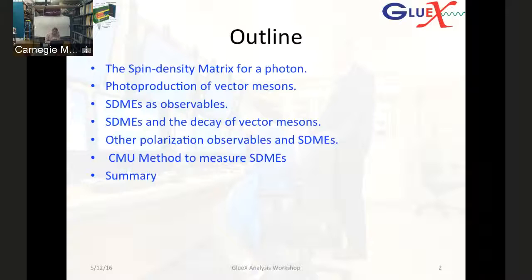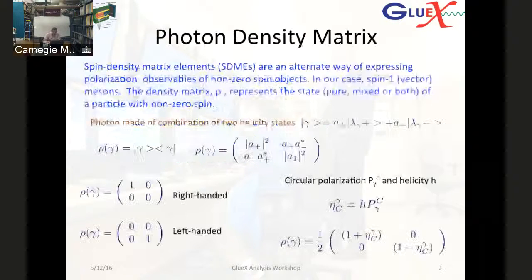And then I'll talk about a method that we developed with Mike Williams on how to measure spin density matrix elements in a way that retains a lot of the correlations and relationships between different ones that's lost if you do it the standard way, and then a summary. So start with the photon density matrix.